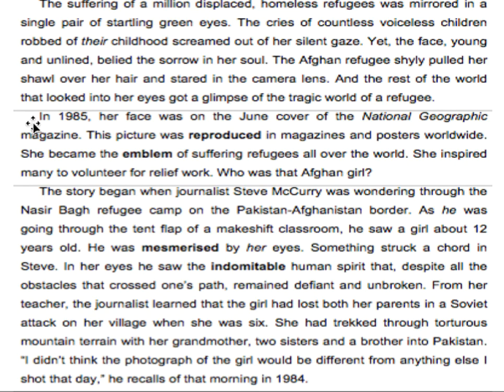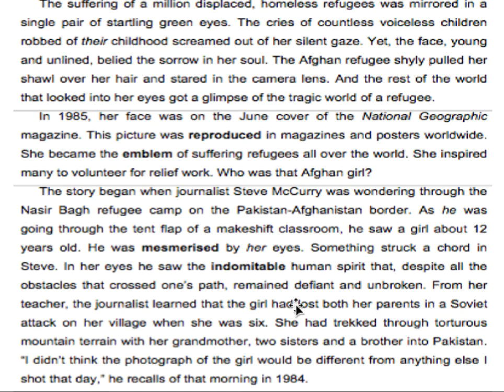And the first sentence in the body paragraph should be the topic sentence. In 1985, her face was on the June cover of the National Geographic magazine, and then the rest of the paragraph would talk about the picture or the girl. And then the next paragraph: the story began when journalist Steve McCurry was wandering through the Nasirbah refugee camp on the Pakistan-Afghanistan border. And so the rest of the paragraph would talk about this journalist's journey in finding the girl and about the girl herself.